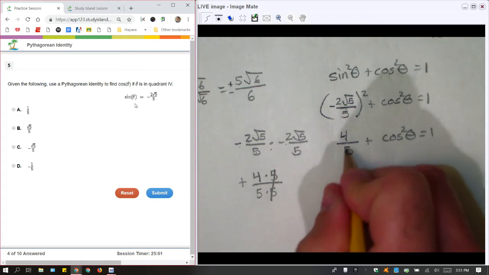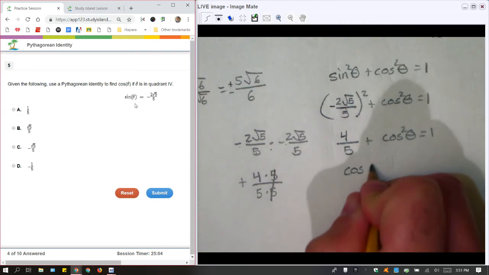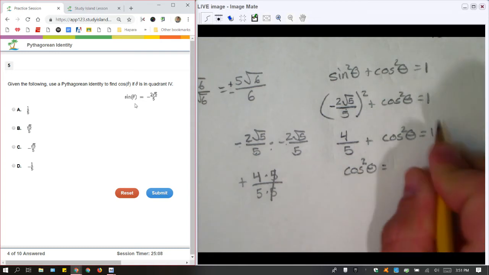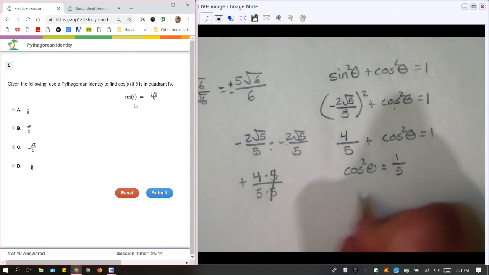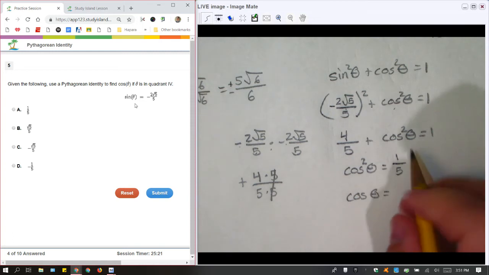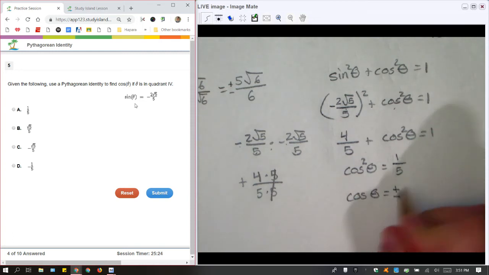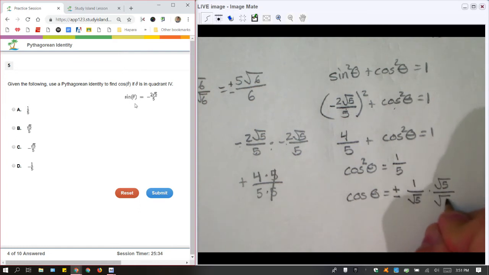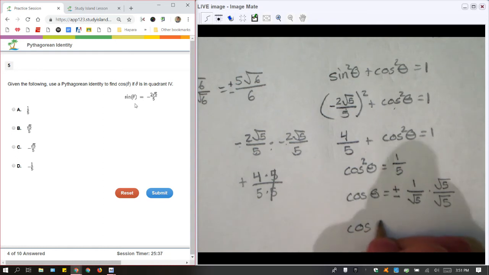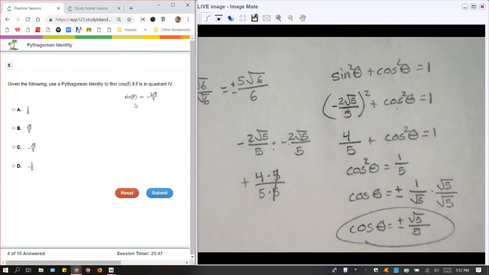So here we go. Now that I have that, I can subtract 4/5 from both sides. So I have the cosine of theta squared equals 1 minus 4/5, which is 5/5 minus 4/5, so 1/5. Now I take the square root of both of those sides, and I get the cosine of theta is equal to the square root of both of those. Now the square root of 1 is 1, so I'm going to get 1 over the square root of 5. Square root of 5 I can't write that way, but I will multiply both sides by the square root of 5 over the square root of 5. So I have the cosine of theta equals positive or negative 1 times the square root of 5, which is the square root of 5. The square root of 5 times the square root of 5 is just 5. So that's my answer: positive or negative, root 5 over 5.